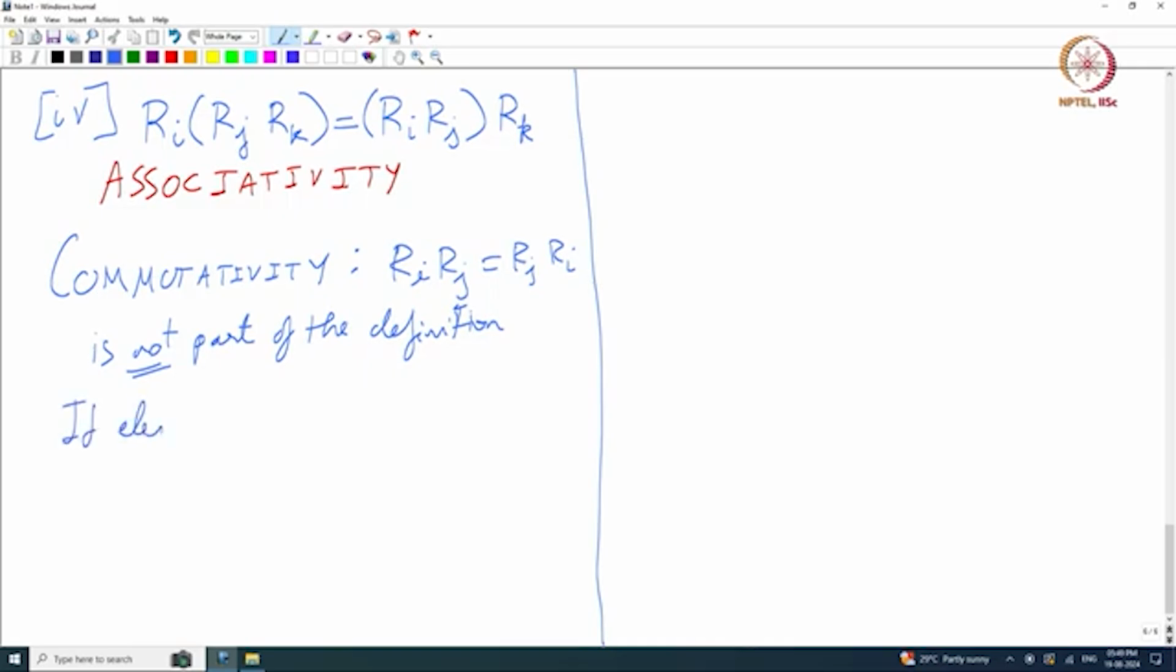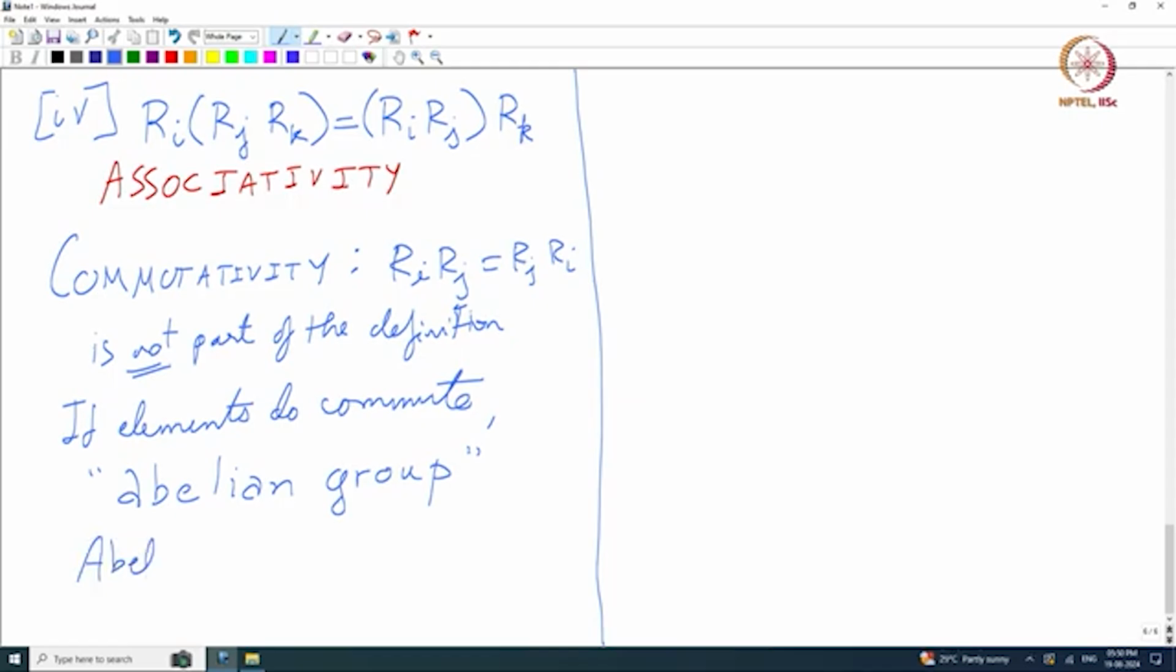But if elements of the group do commute, what is this group called? Have you heard of this name? It is called an abelian group, named after the mathematician Abel. Notice that although his name is spelled with a capital A, the group that is named after him is still spelled with a small a. That is how commonplace the name has become, the abelian group's name, alright.